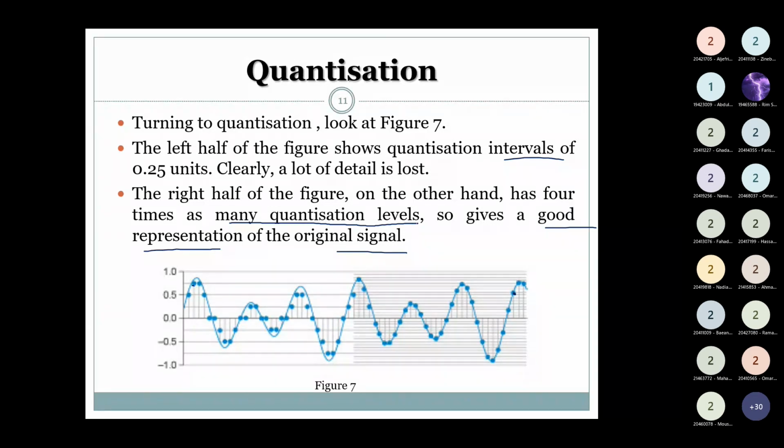Here we will have more than 32. Look, here we have 8 levels, and in each one we have 1, 2, 3, 4 levels. Okay, so we will have here 2 power 5, which is equal to 32 levels. So we will have many quantization levels.